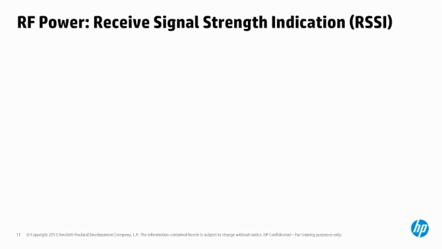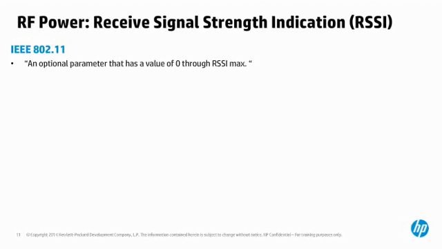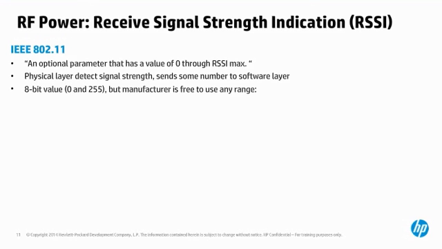RSSI is a common term used to discuss WLAN RF performance. Officially, the IEEE 802.11 committee defines this as an optional parameter that has a value of 0 through RSSI max, which is 255. In other words, the standards body suggests that manufacturer hardware provides some indication of signal strength to the software layer. This can be in the form of an 8-bit value, but manufacturers are free to use any range they see fit. For example, the Atheros chipset uses 0 through 128.